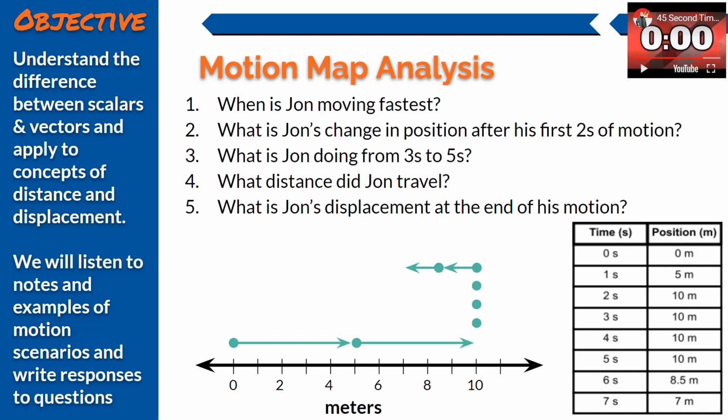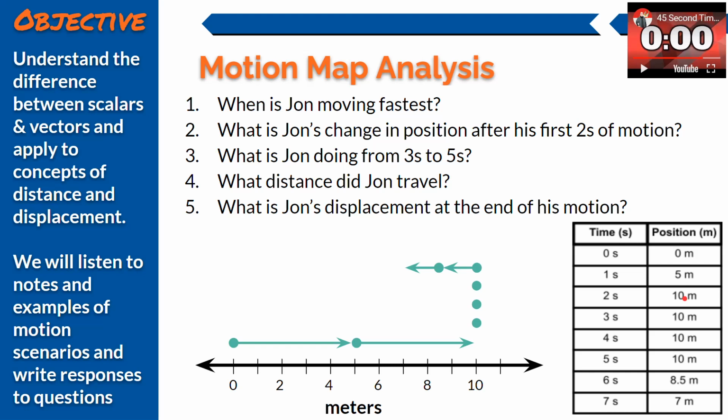Good job. Okay, what is John's change in position after his first 2 seconds of motion? What do you think, Caitlin? 10 meters. When I say change in position, that is displacement. So I'm asking you how far he is from where he started. Since he was going in a straight line, yeah, he's 10 meters away. You can use the table or you can use the motion map for that. Thank you, Caitlin.